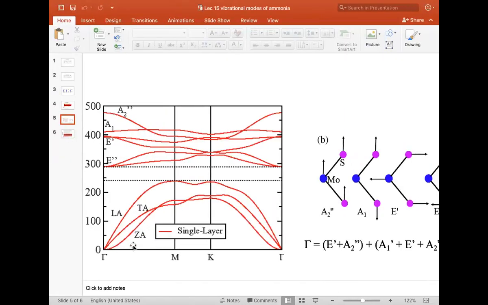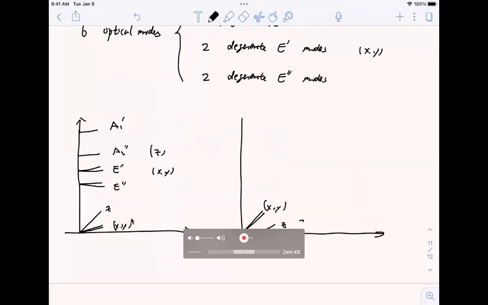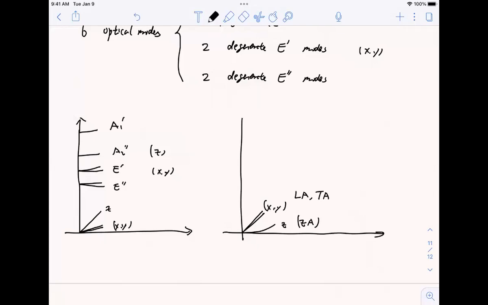Okay, so we call this the ZA, this LA and TA. What do I mean? This is called the ZA mode. Z basically means the Z direction, the Z direction acoustic mode. A means acoustic mode. Okay. So this is called the LA and TA mode. A means acoustic, L means longitudinal, T means transverse. Okay, these are the two modes. They will be degenerate at the gamma point. When they go away from the gamma point, they slightly become different.